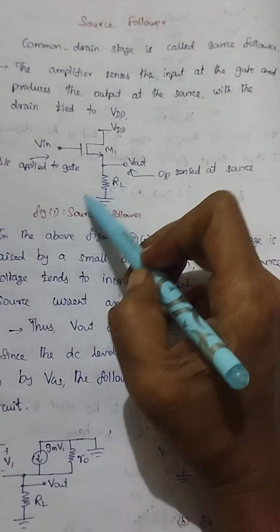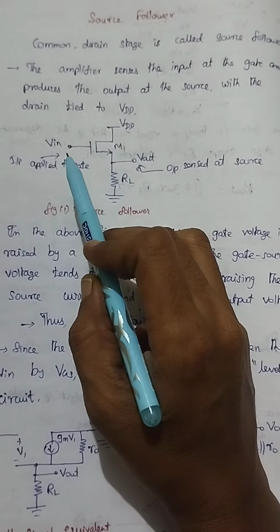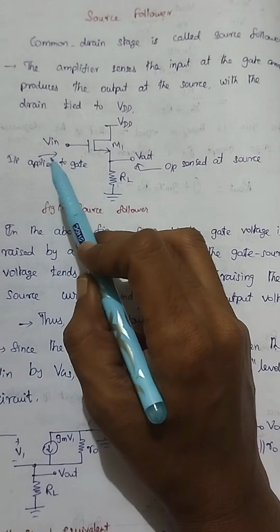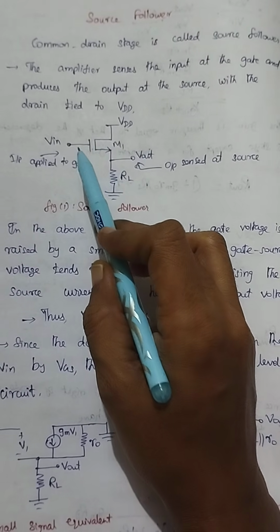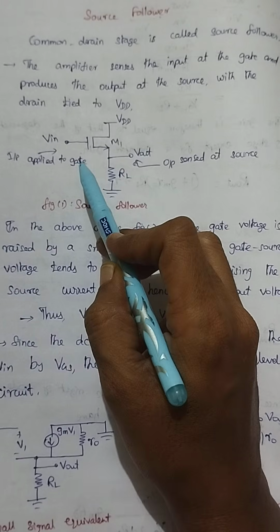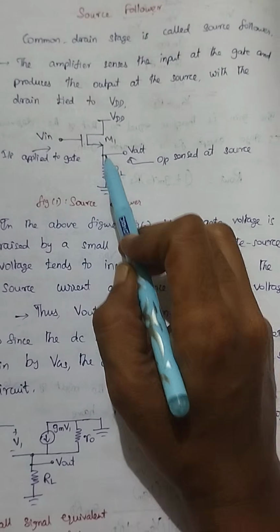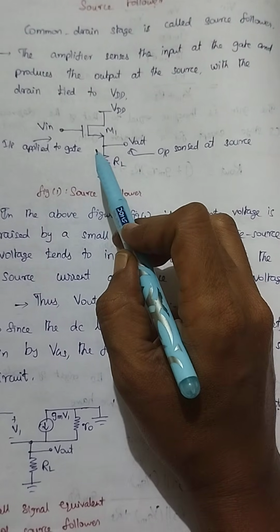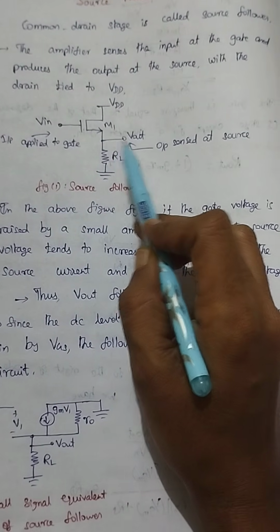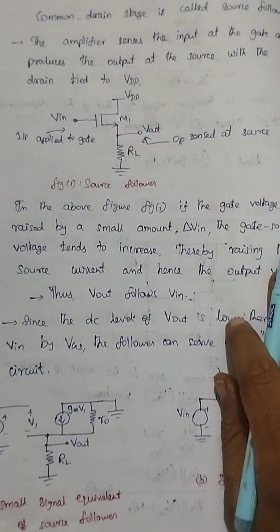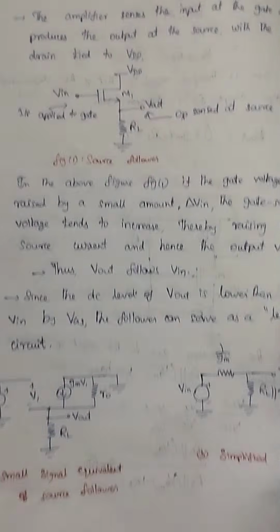In this common drain stage, if my input is increased by a small amount, let us take delta V, what will happen? The voltage between gate and source, that is VGS, will also increase. Because of this, the current at the source will also increase. Because of this, the output voltage will also increase. This is what happens when you increase the input voltage by a small amount.